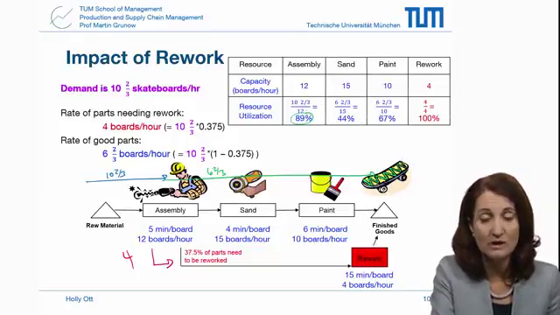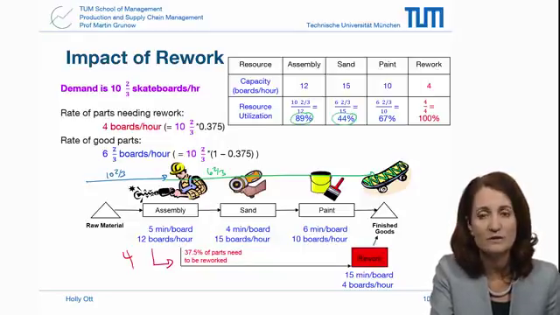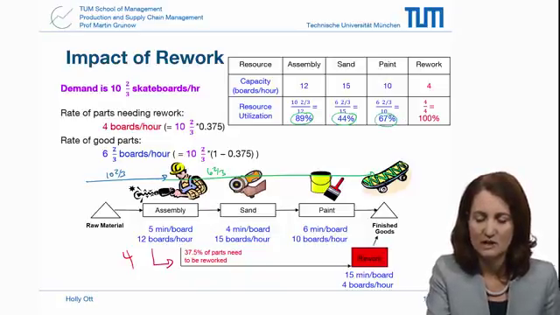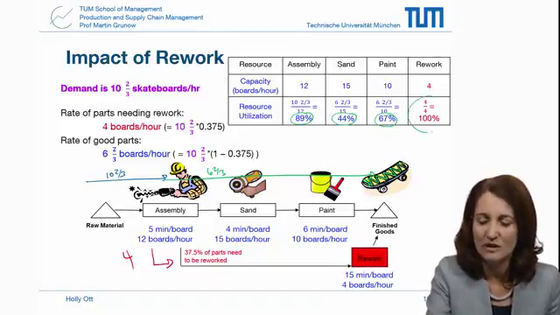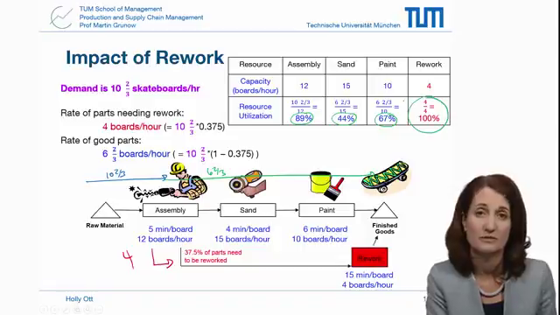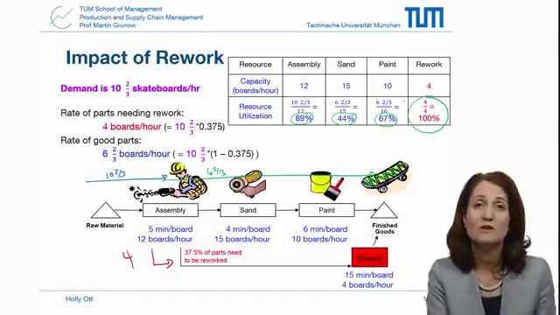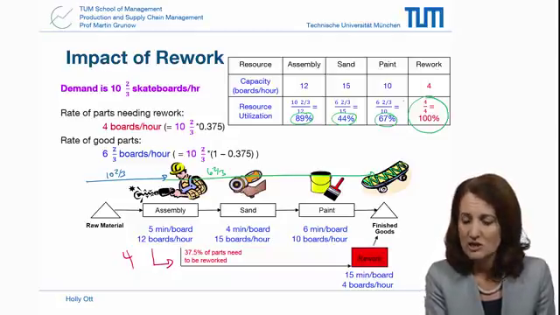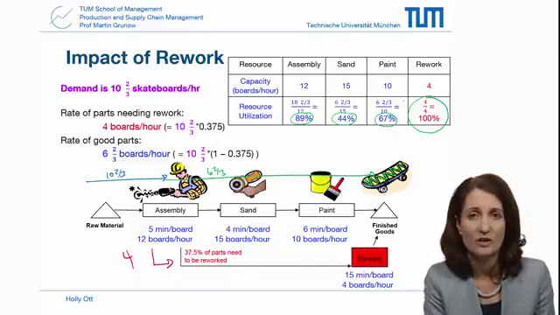Sand was seeing a bit more, 6 2/3 coming in. Good parts over 15 is 44%. Paint sees the same 6 2/3 parts per hour for a capacity of 10 units per hour. We get 67%. And what we see is our bottleneck is now working full out. So unless you allow for the buildup of inventory at rework, which is what they observed in the GM plant, you cannot work faster than your bottleneck.